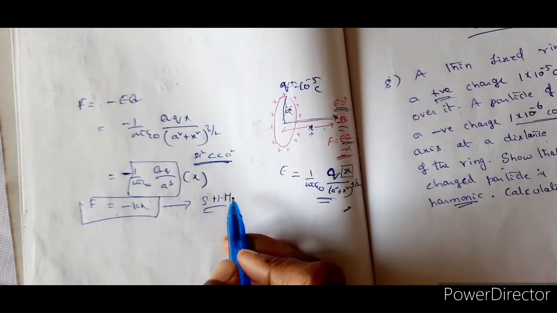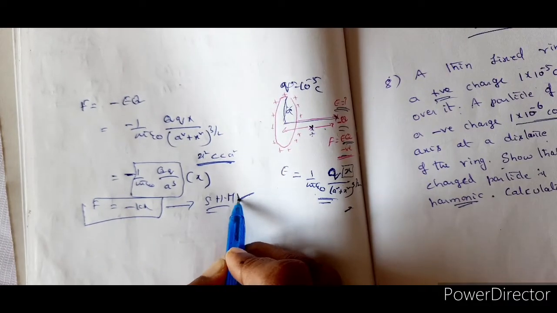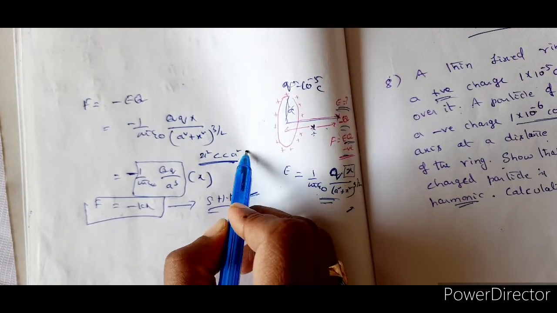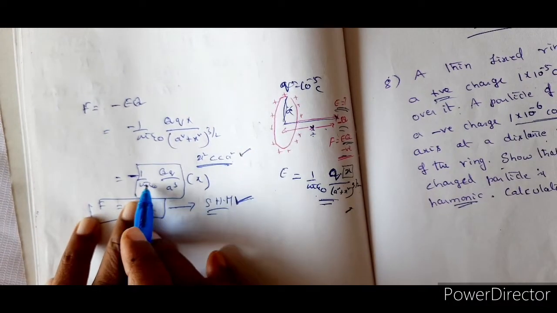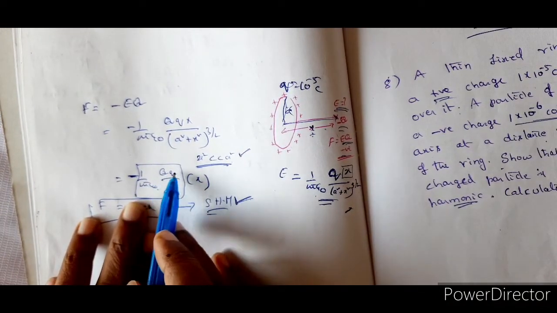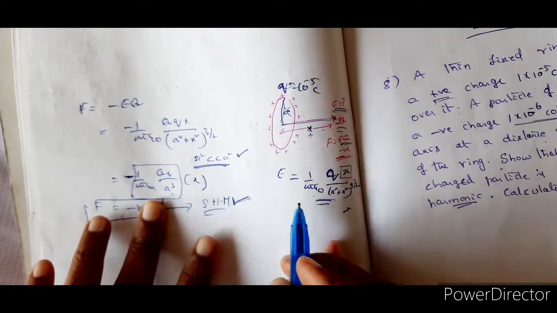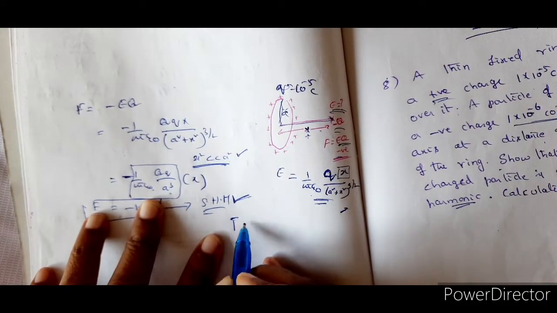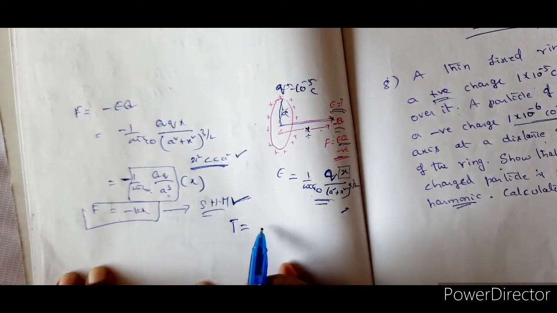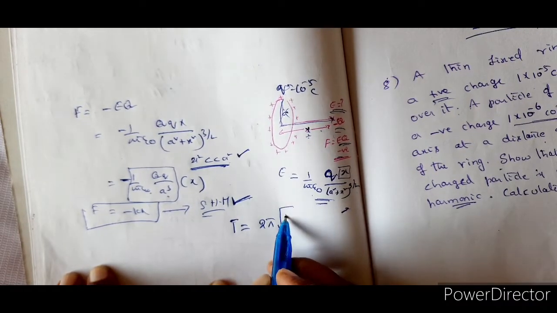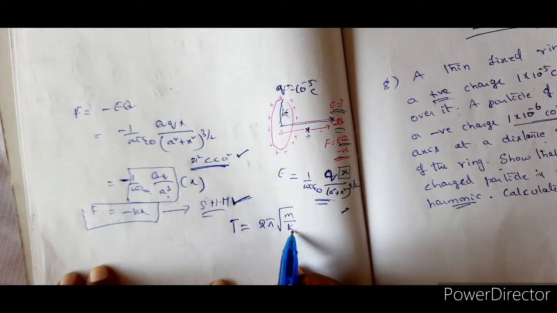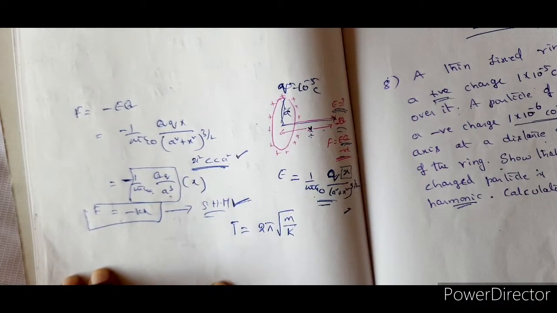So now whenever the problem is said to be simple harmonic motion, you have to apply this condition. Once we applied this condition, we got k value to be 1 by 4 pi epsilon naught q by a square. So therefore what is he asking? Time period. Time period is equal to 2 pi into square root of m by k.